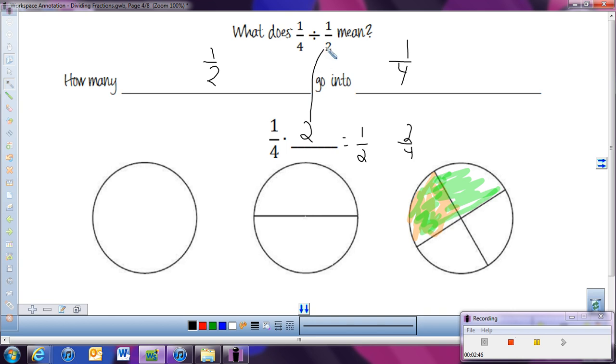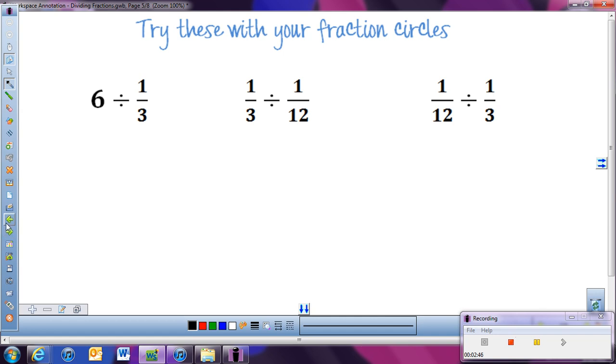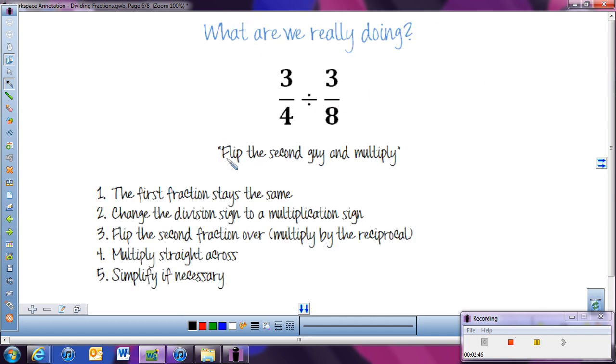And you may notice what we did with that second fraction is we flipped it over. So what are we really doing when we're dividing fractions? We are flipping the second guy and multiplying. That's kind of the unofficial way that we say it. But basically, exactly what we were doing is we kept the first fraction the same. We changed the division sign into a multiplication sign. And we flipped the second fraction over. We are multiplying by the reciprocal.